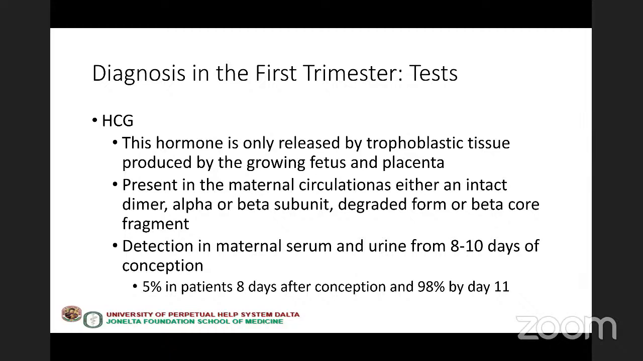And when is it detected? Maternal serum and urine from 8 to 10 days of conception. Okay, so if it's conception, it's usually around 4 weeks. As early as 4 weeks, you could have a positive pregnancy test. 5% in patients 8 days after conception and 11 days after, your percentage rises to 98%. Okay, so this is the earliest sign or test that would go positive in pregnancy.